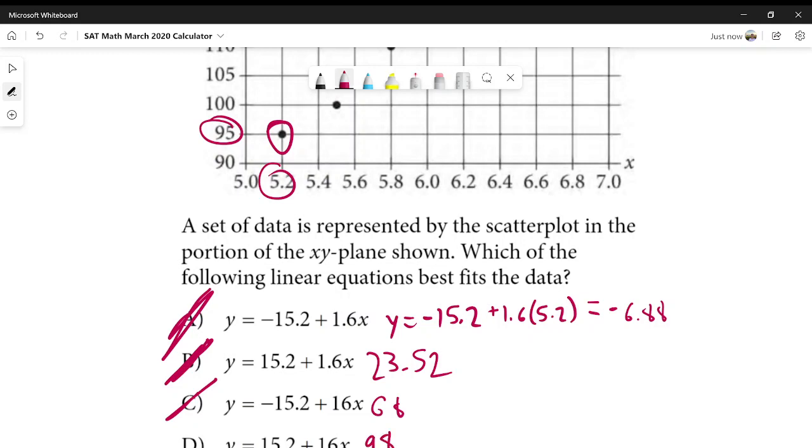And so it's gotta be D because that's the closest to the 95. So D is the answer.